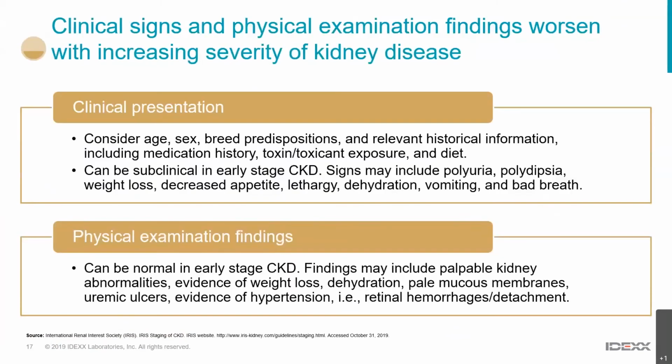The IRIS guidelines ask the clinician to take into account both historical and physical exam findings alongside renal biomarker changes in every patient. Physical exam findings are more severe as kidney disease progresses into later IRIS stages.